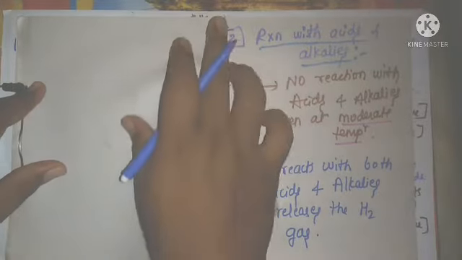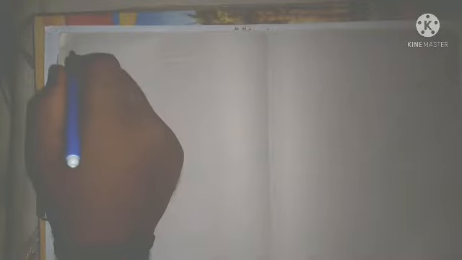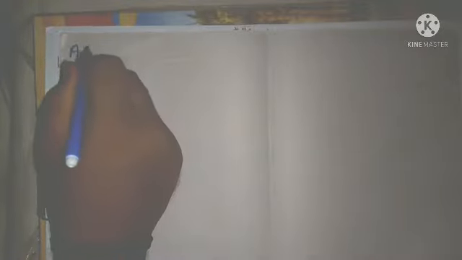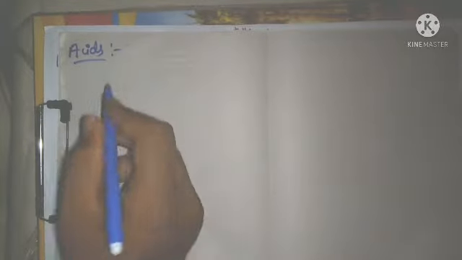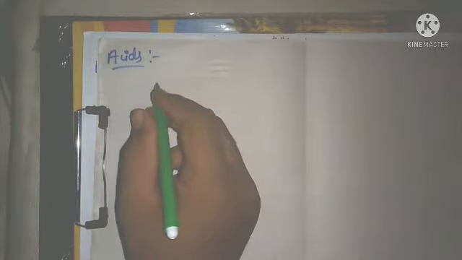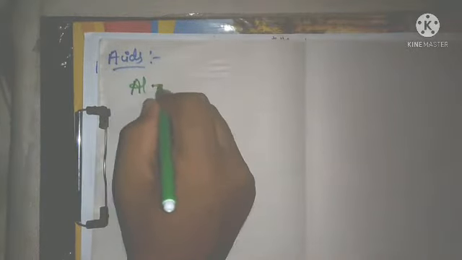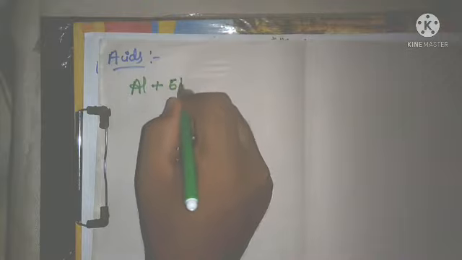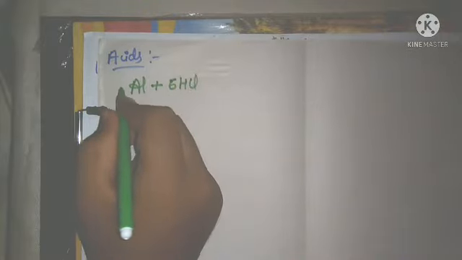For this one, I will take another paper. Now just check how it will react. Now we will see for aluminium. The reaction of aluminium with the acids, how it will react, we will see. When this aluminium is added with the acid, let us take HCl. I will write the balanced equation only.